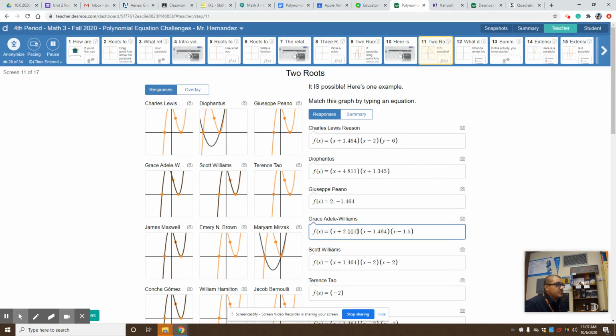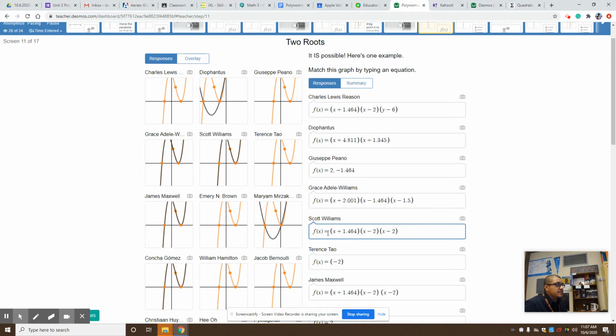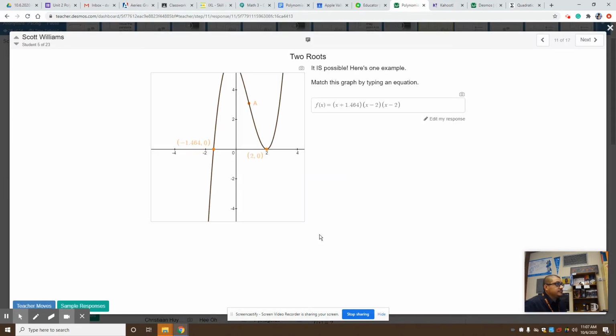So is there someone that truly has 2? I think this one here. So this student did get 2 x-intercepts, 1 here and 1 here, which is 2 roots. But this is actually three roots. This is a double root.